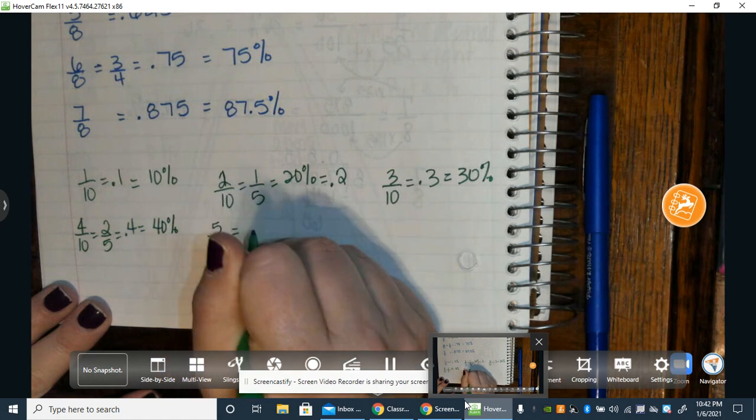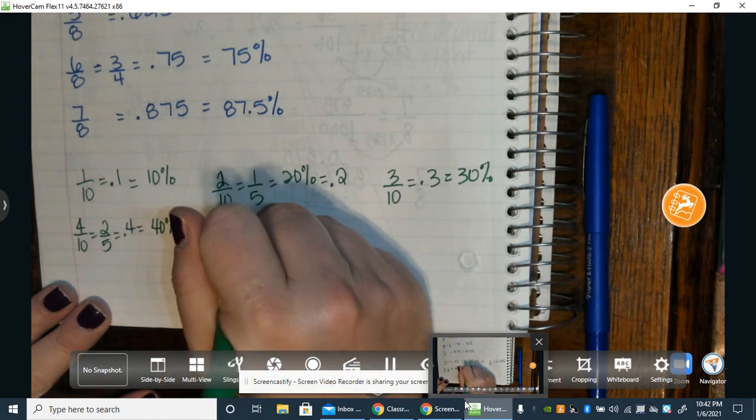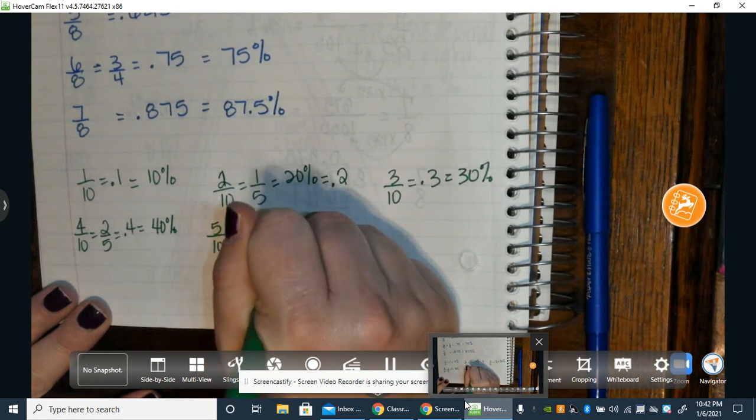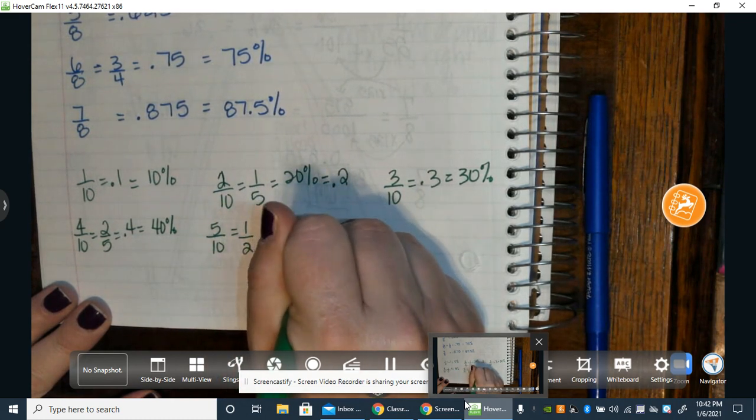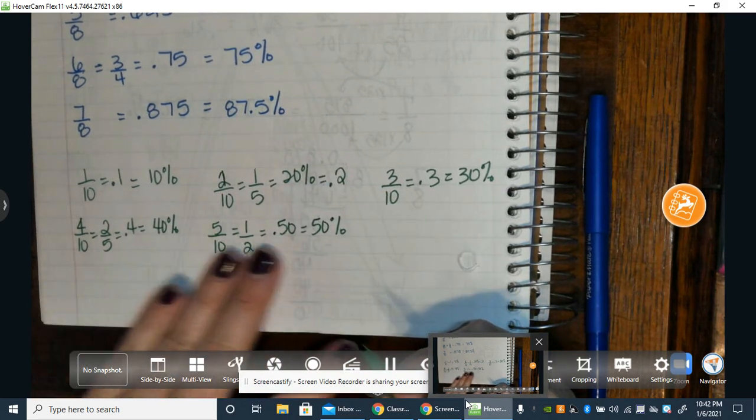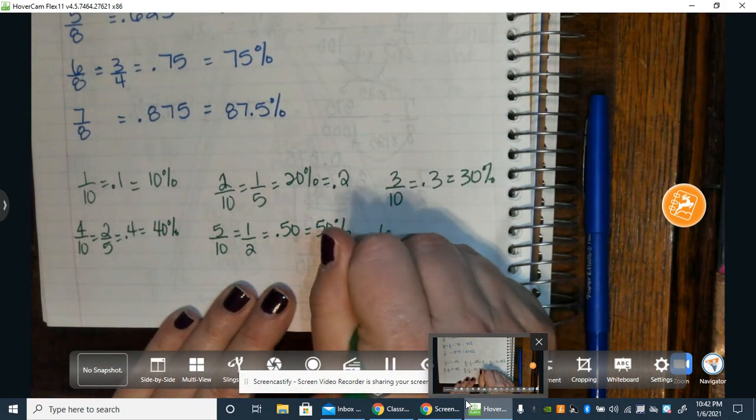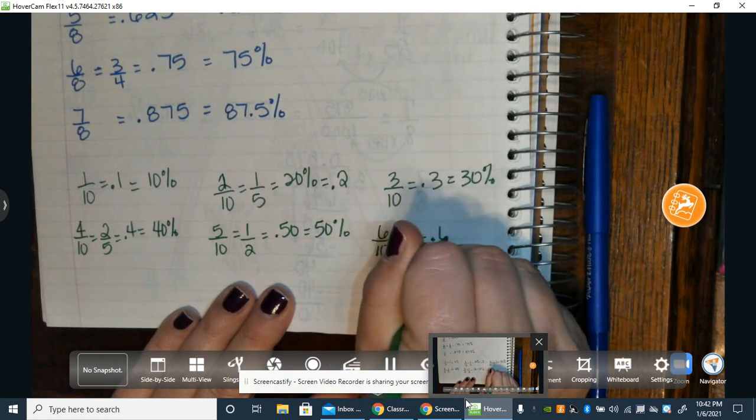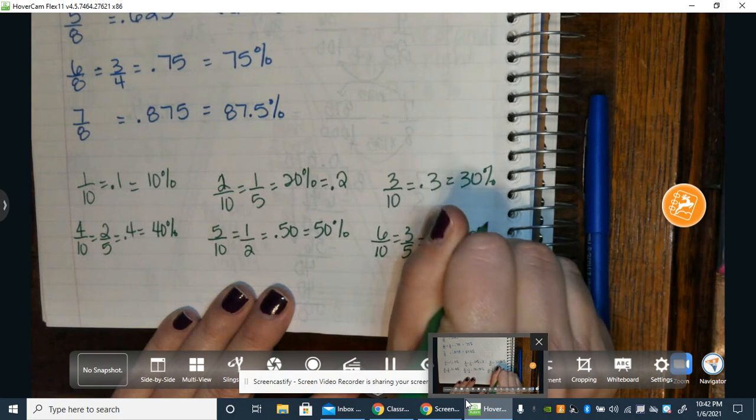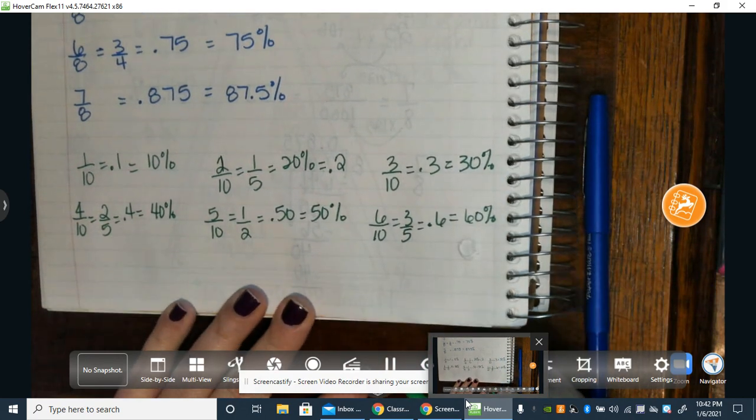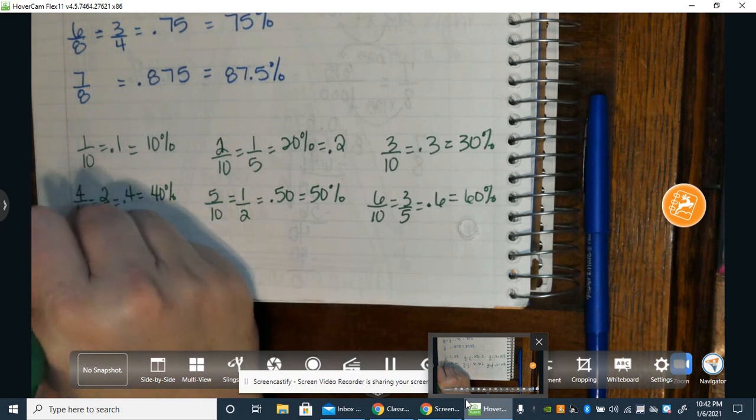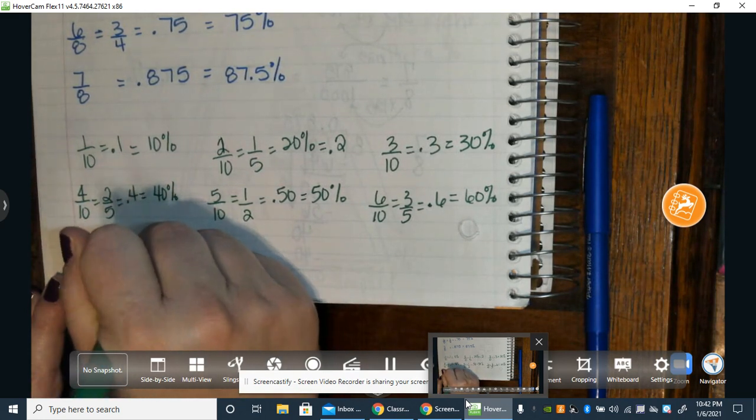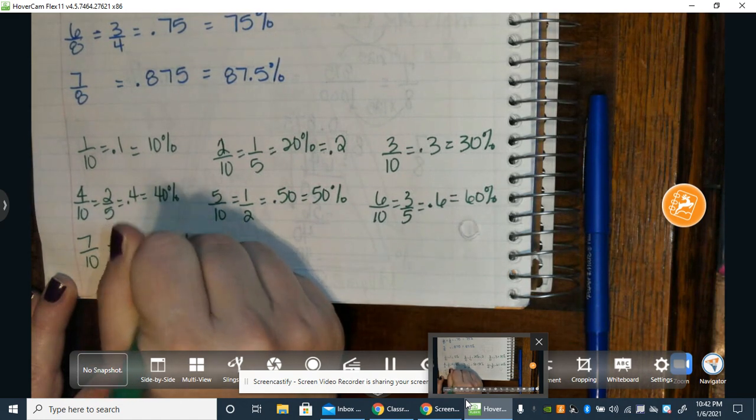5/10 simplifies to 1/2. Now think of quarters, which is 50 hundredths, or 50%. Then you have 6/10, which simplifies to 3/5, which is 60%. All right, then we have 7/10, which can't be simplified because 7's prime, which is 70%.